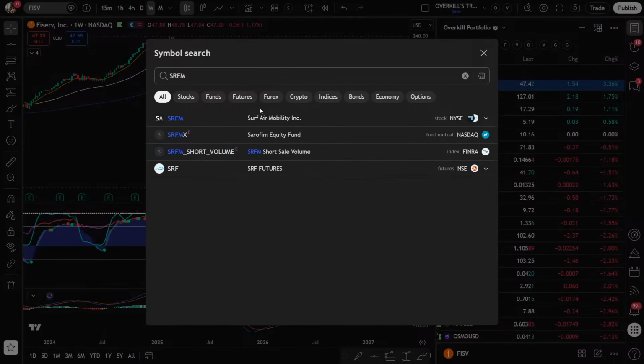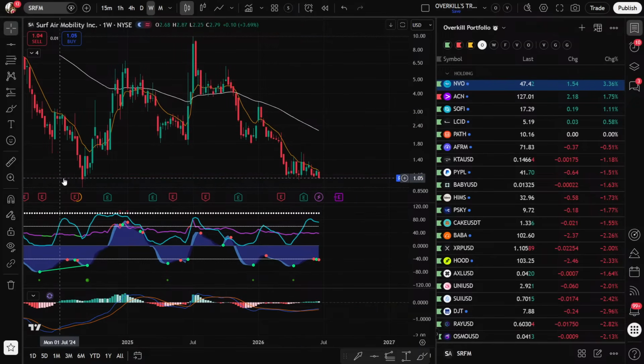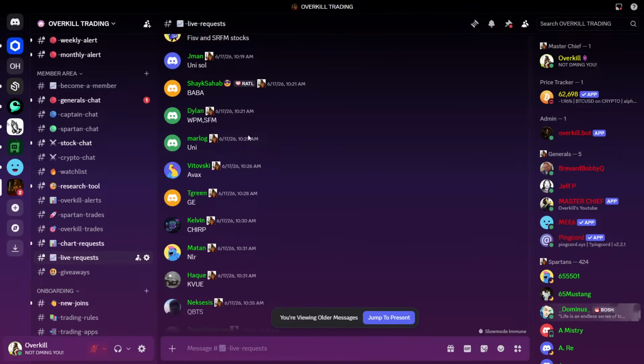SRFM. That one's down here to the 2024 low. If you like it, I think $1 looks like a pretty good price.